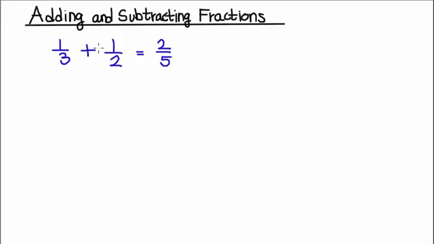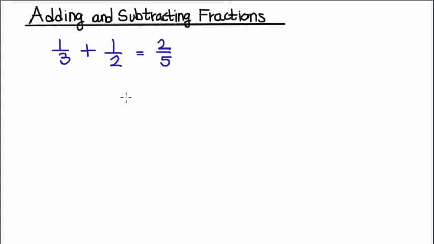One of the first things that needs to be done in adding or subtracting fractions is to establish a common denominator. It doesn't matter what the numerator is as long as the denominators are common. So since this right here is not the right answer, how would we go about establishing a common denominator?